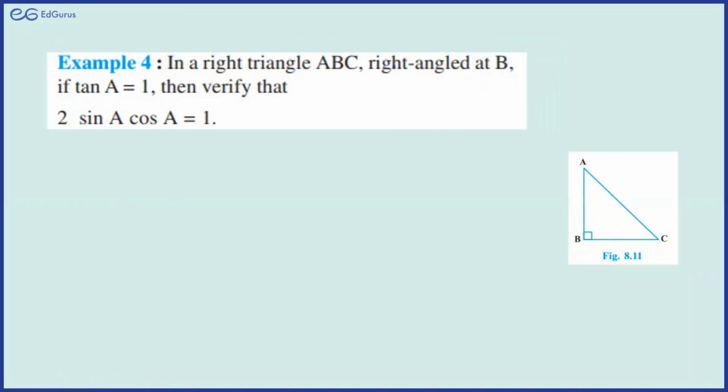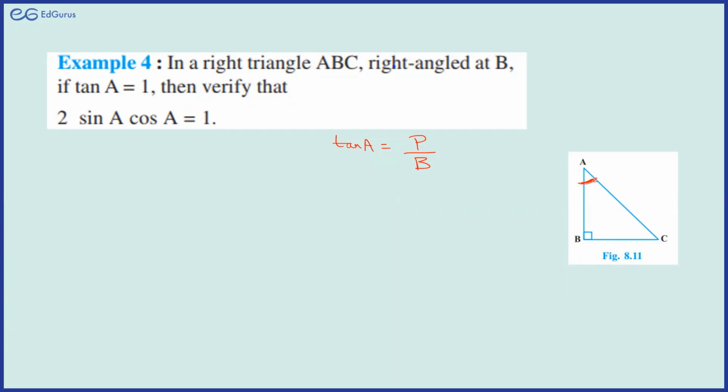Let's move forward. So in a right triangle ABC, right angled at B, if tan A is 1, then verify this relationship. So they are saying tan of A is 1. So सबसे पहले तो angle locate कर लो. कौन सा angle है? Angle A यहाँ पर है. Now we know tan is nothing but formula क्या होता है? Perpendicular upon base, right? Now perpendicular क्या होगा? With respect to angle A, what is the perpendicular? The perpendicular is BC.